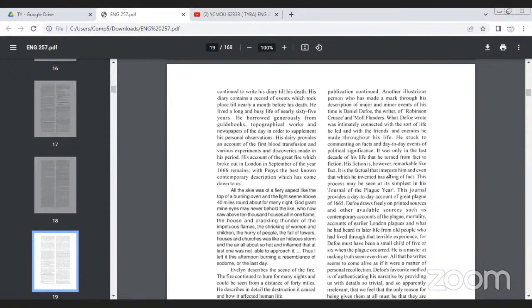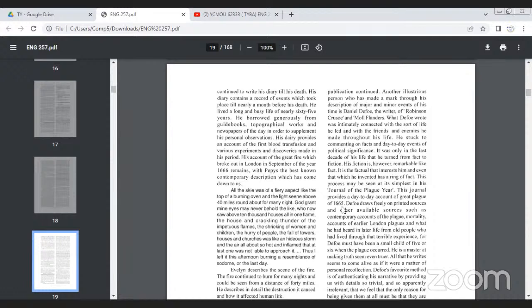His fiction is, however, remarkably like fact. It is the factual that interests him, and even that which he invented has a ring of fact. This process may be seen at its simplest in the Journal of the Plague. This journal provides a day-to-day account of the Great Plague in 1665.